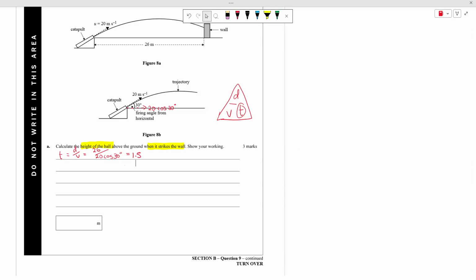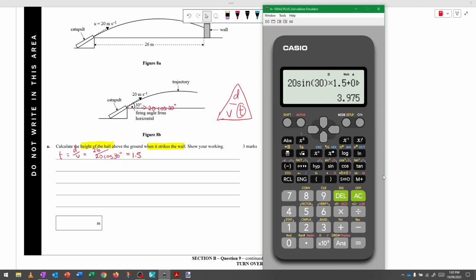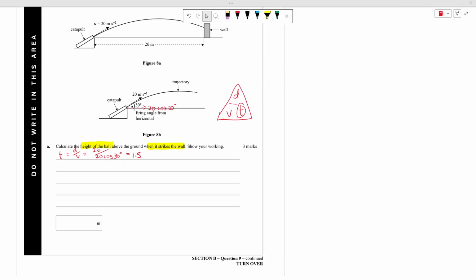Let's just double check. 26 divided by 20 cos 30. Just make sure your calculator's in degrees mode. There you go, 1.5. So that's how long it takes for the ball to go from there to there. Now the second question is, what is the height of the ball at 1.5 seconds? For this we need to use vertical components of motion.